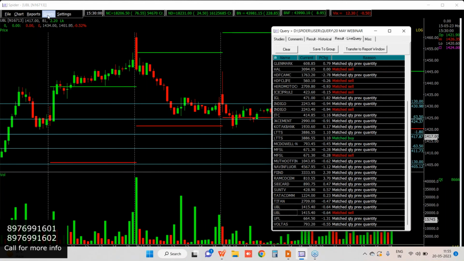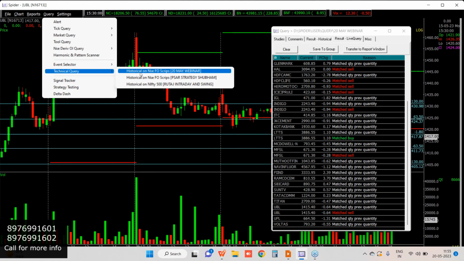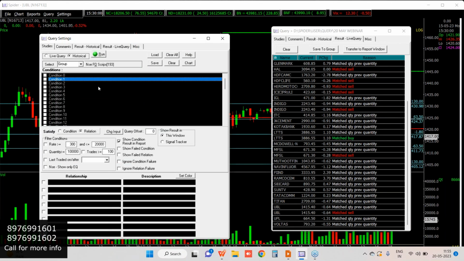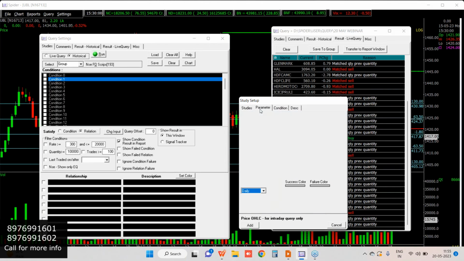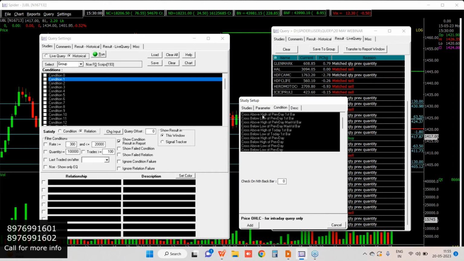You'll simply get it in the technical query. Again, we'll open the same technical query that we opened last time. You just have to double click on this, go to price OHLC for intraday query only. Make the time frame 15 minutes for stock options, which will be the best time frame for stock options. Then go to conditions, and you'll get the results over here: cross above high of previous day, cross below low of previous day. So then you'll get all the conditions over here. After this, again, our main conditions are coming: quantity cross above previous day maximum volume bar. So we'll look into this one by one now.